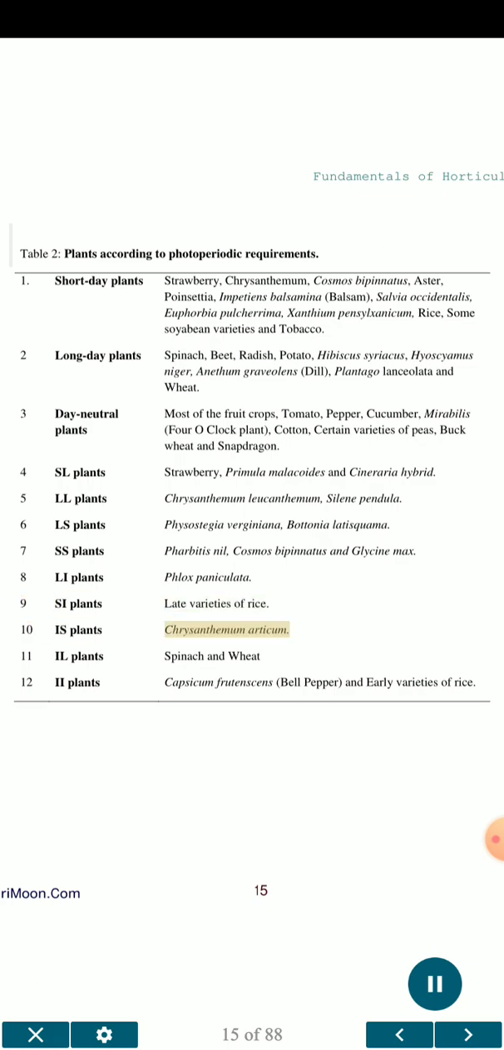10. SL plants: Chrysanthemum arcticum. 11. IL plants: spinach and wheat. 12. II plants: Capsicum frutescens, bell pepper and early varieties of rice.